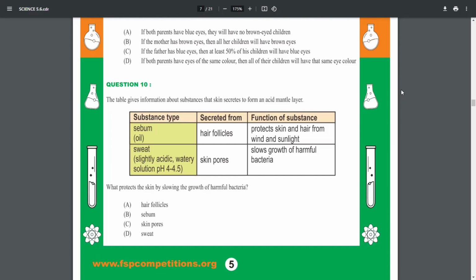Question 10. The table gives information about substances that skin secretes to form an acid mantle layer. What protects the skin by slowing the growth of harmful bacteria? The correct option is D, sweat.